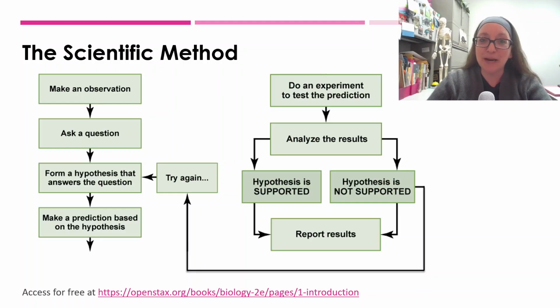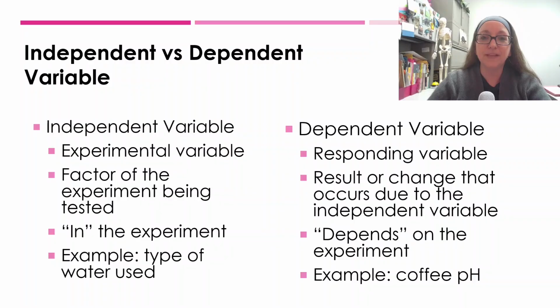Then we do an experiment to test our prediction and analyze those results. Whether our hypothesis is supported or not supported, we still can report those results. And at any point, we can do this again. We can go back to our hypothesis, change it, make a new experiment, and see how that changes our data and our findings.